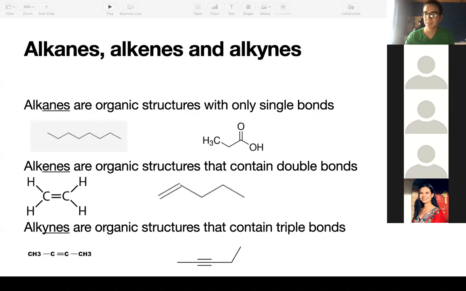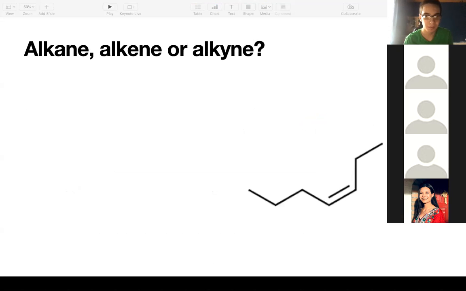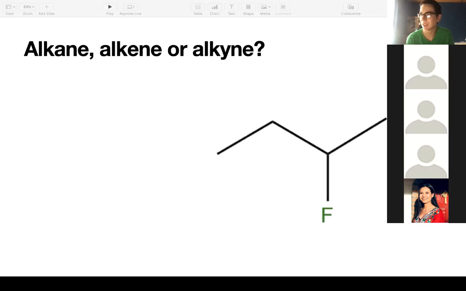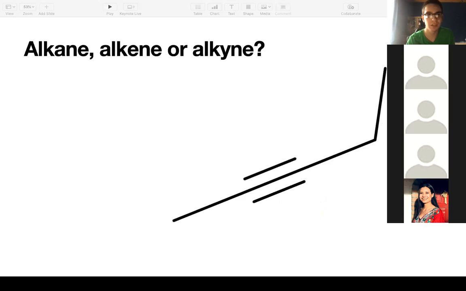No? All right. So let's see. What do you guys think this one is? You don't have to name it, but alkane, alkene, or alkyne? It's alkene. It's just a double bond. This one's an alkene. What about this one? Alkane. And this one? Alkyne. Good job.